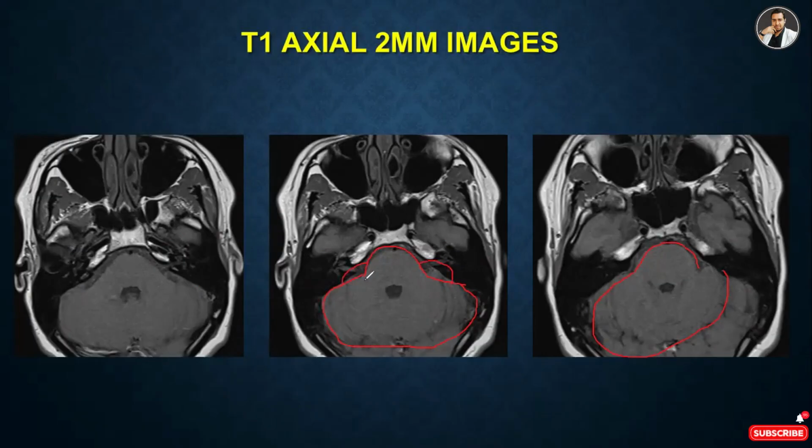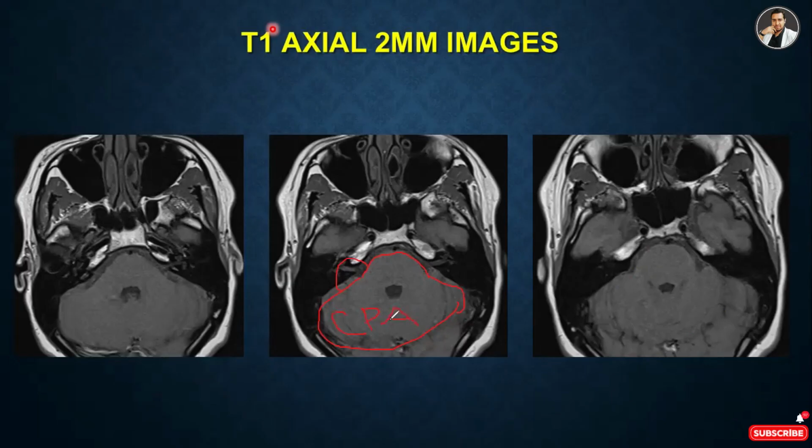This angle is called cerebellopontine angle. So I will show it again. If I don't say midbrain, I will directly say pons. This is pons. And this is cerebellum. So this pons and cerebellum's angle is called cerebellopontine angle. So CPA.